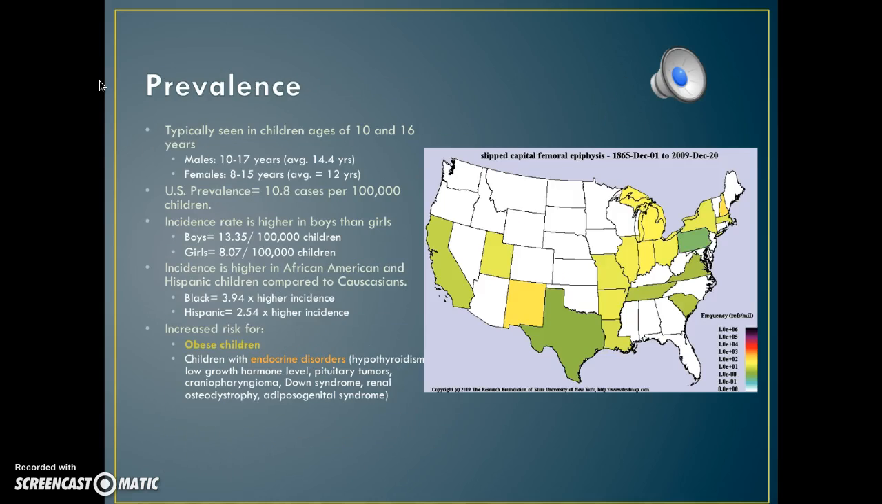SCFE is typically seen in children ages 10 to 16. It is more common in males, and it is more common in African American and Hispanic children compared to Caucasians. The prevalence in the U.S. is 10.8 cases per 100,000 children. There is an increased risk for SCFE in obese children and children with endocrine disorders.